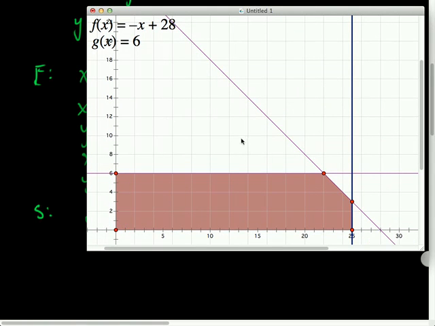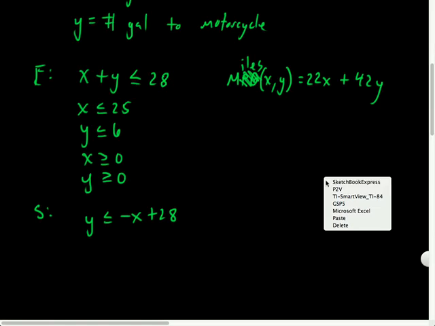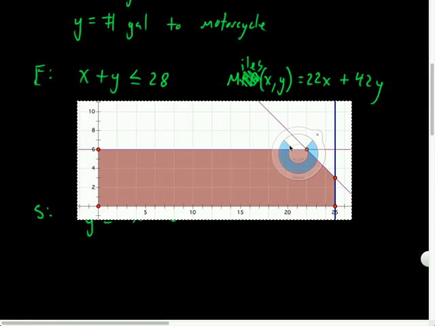Let's see. That is an ugly color, but that's okay. So let's highlight this. Bam.